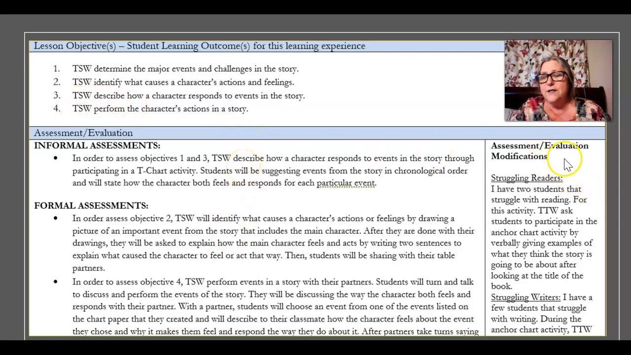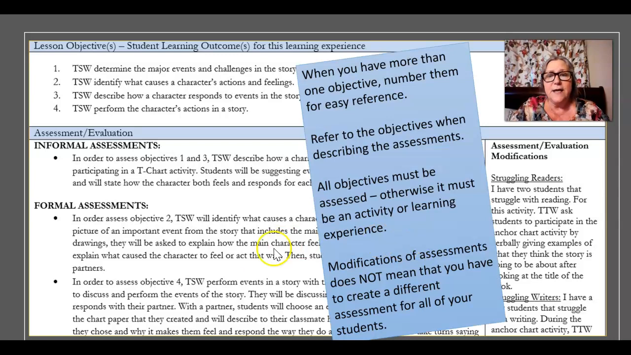Over here, you can see that this person has been thinking about struggling readers, struggling writers in their assessment. That's very good. So basically here, your takeaway should be, when you have more than one objective, number them for easy reference. Refer to the objectives when describing the assessments. All of the objectives need to be assessed.